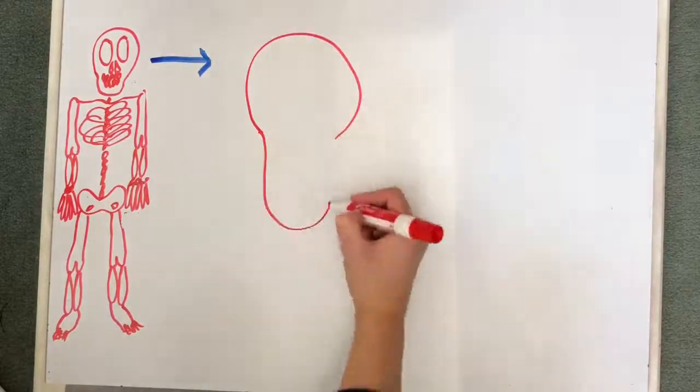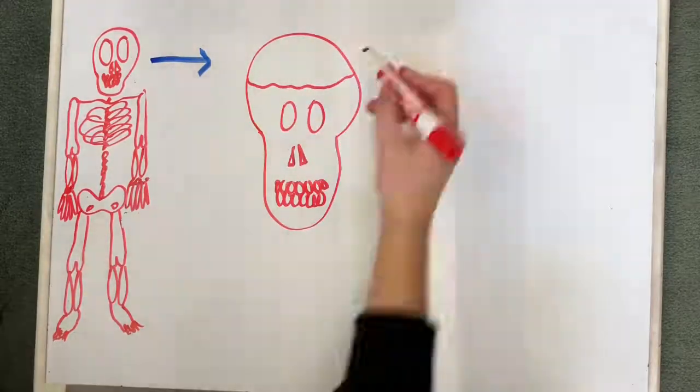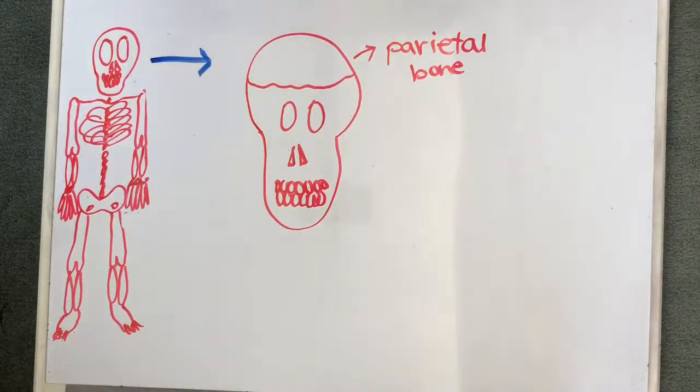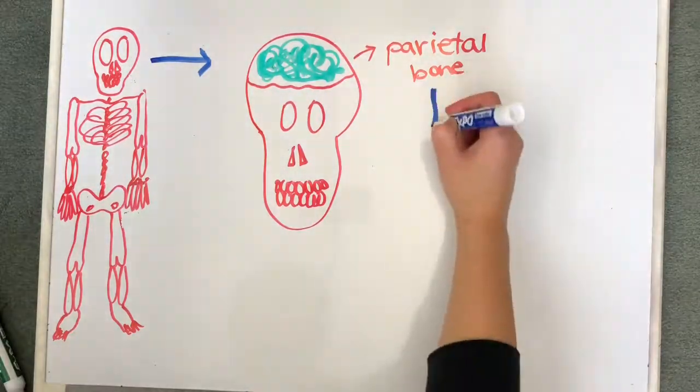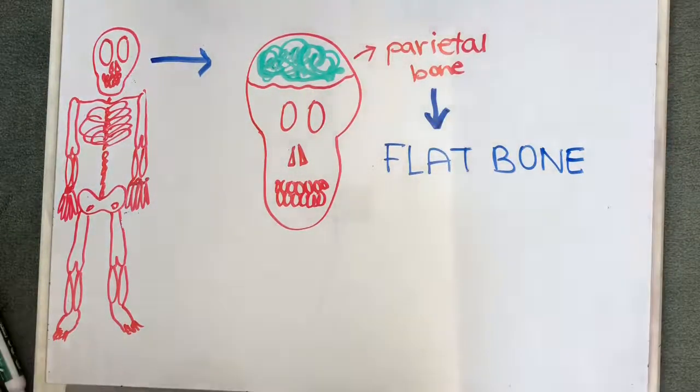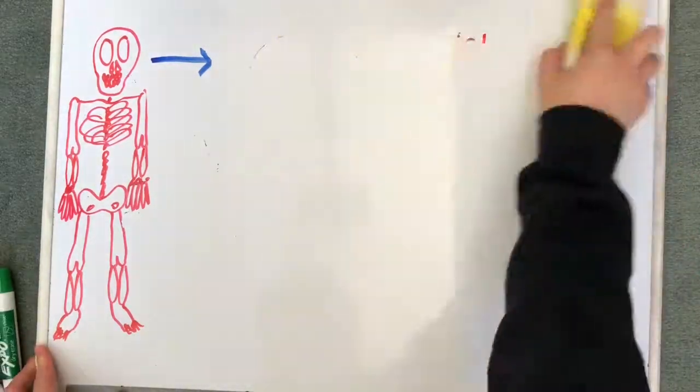Flat bones, as the name implies, are flat and thin. This type of bone often protects vital organs of the body from injury. For example, the parietal bone located in the roof of the skull protects the brain.